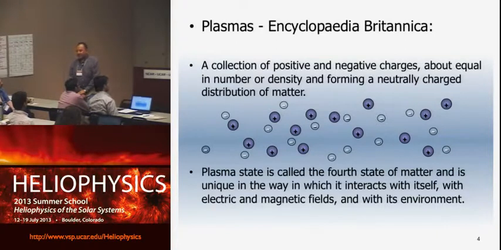Now it's online. You could look up the Encyclopedia Britannica. What is a plasma? It's a collection of positive and negative charges, about equal in number or density, forming an altogether neutrally charged distribution of matter. It is often called, isn't it, the fourth state. And it's unique in a way how collective motions and collective interactions emerge between the particles that make up the plasma. It's not a gas. There are long-range interactions, and you could support different types of waves, and you could do different types of things than what happens in a neutral gas.